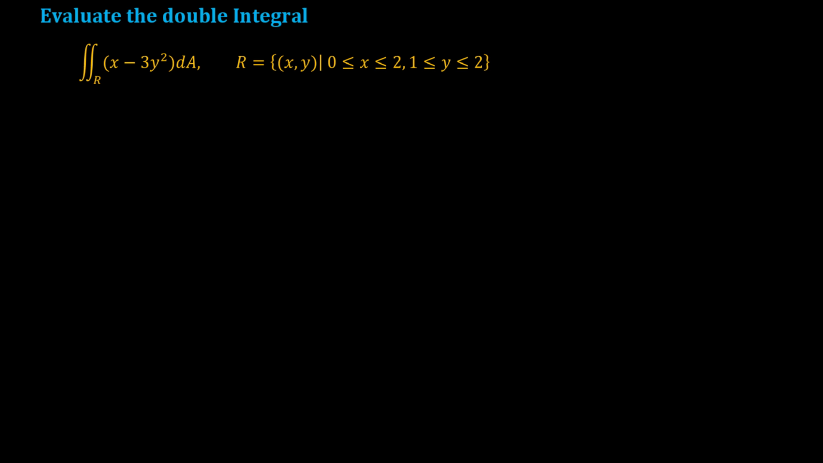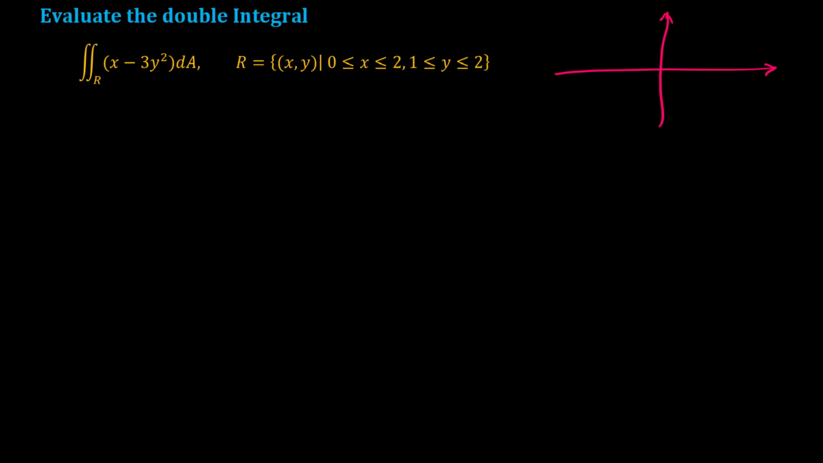Here we have another example of finding a double integral over a rectangular region. The rectangle is x between 0 and 2 and y between 1 and 2. Let me draw the rectangle here. It's not important, but it's good to see the rectangle over which we want to find the integral of this function.